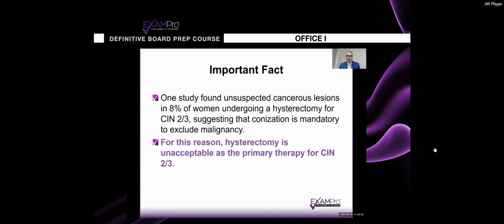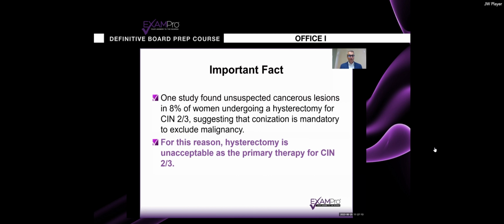Okay, what about if I do a cone or a LEEP and I take the patient for a hysterectomy, even though she had positive margins? So this is a problem. It's also the same thing if I do a colposcopic biopsy and I get HSIL and I take her for a hysterectomy without doing an excisional procedure like a LEEP or a cone. The problem is any incompletely evaluated and treated cervical dysplasia that goes for hysterectomy may end up that the patient has cervical cancer on her hysterectomy pathology. And there was a study years ago that looked at this. What they found was about 8% of those patients had a cervical cancer.